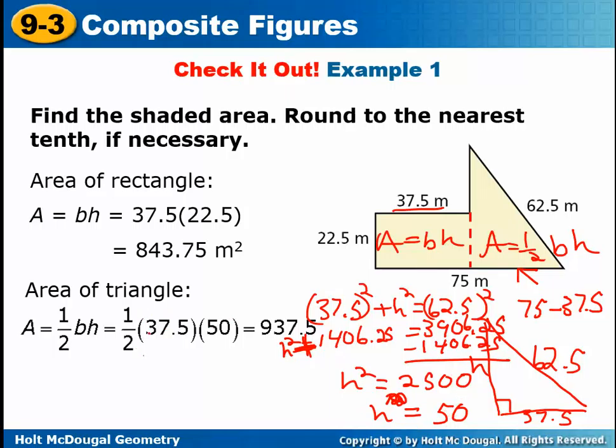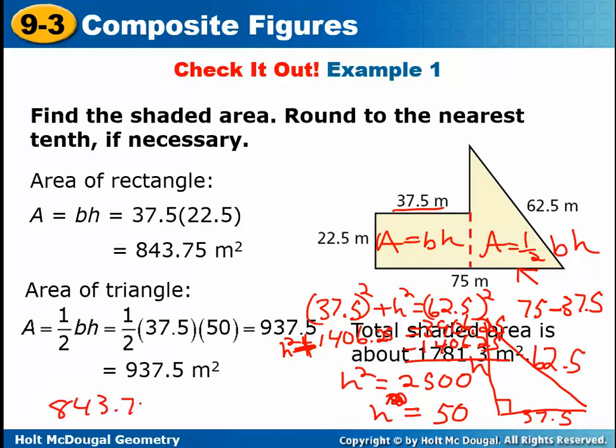So my triangle formula is given by 1/2 times 37.5 times 50, and that's 937.5. Then I will add my two parts together, and 843.75 plus 937.5 is equal to 1,781.25. They rounded that to 3, but I would leave it like that. Meters squared.